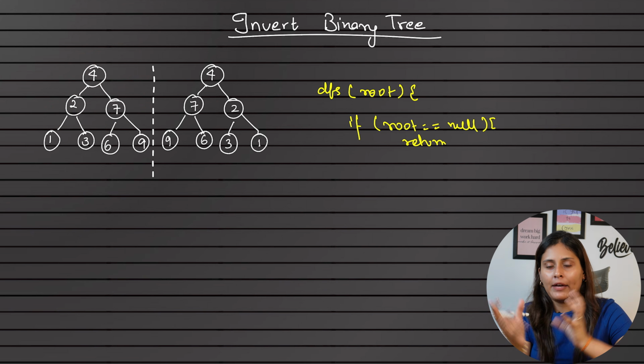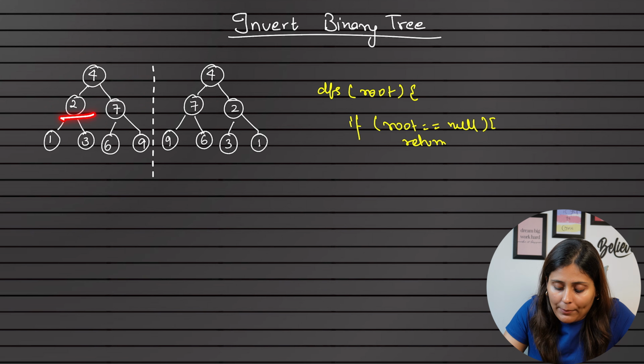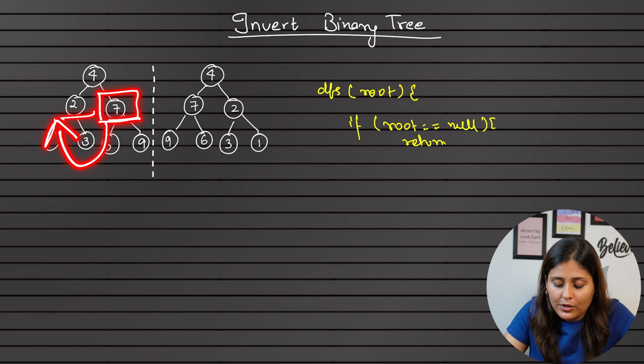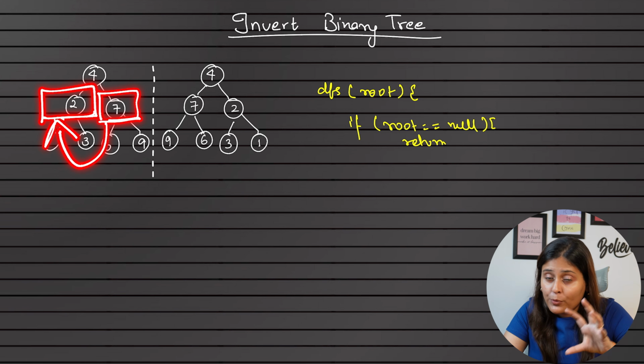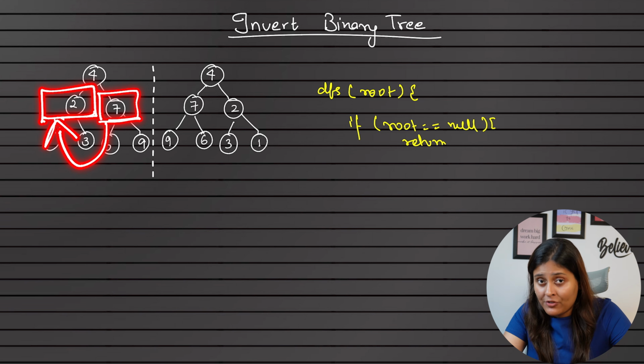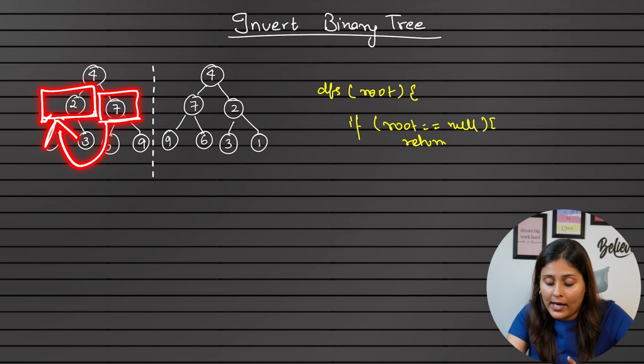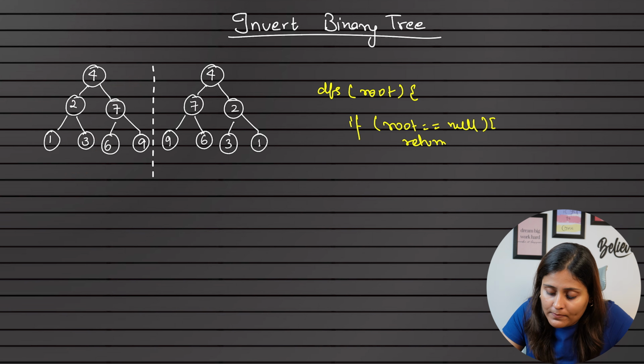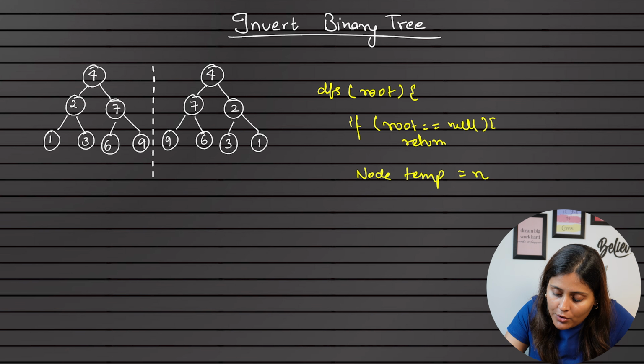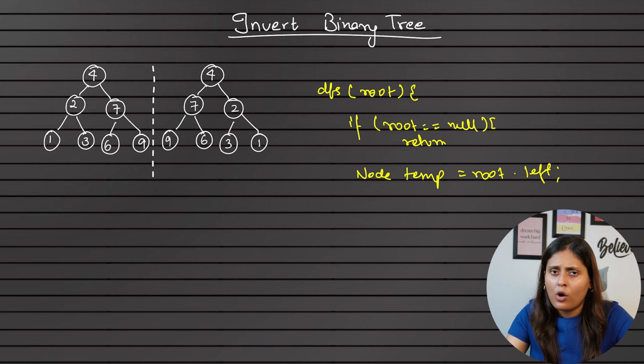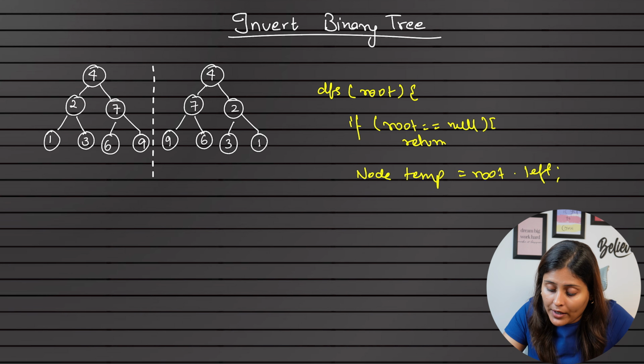Using the temp variable, we have to swap. Suppose we want to put root.right into root.left. Before putting the value at the root.left position, we have to store it somewhere, and that we will store in a node type temp variable. What will we store? Root.left. Very simple, like how we swap two numbers. That's how we are doing it.